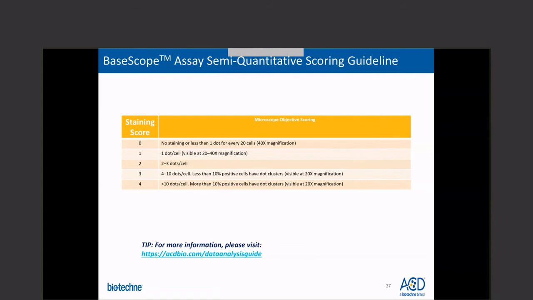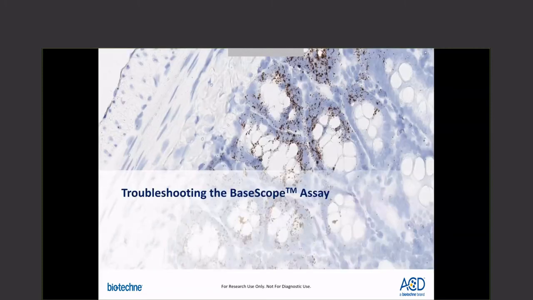The BaseScope staining can be quantified by manually counting the number of dots per cell. This is also known as the semi-quantitative scoring method. With this method, a score of 0 to 4 is assigned based on the average number of dots per cell. We have a guideline document on our website that you can download that describes the different methodologies to quantify your results. If you have further questions, please feel free to contact technical support for recommendations. Let's now review some troubleshooting examples and results after performing optimization on these samples.